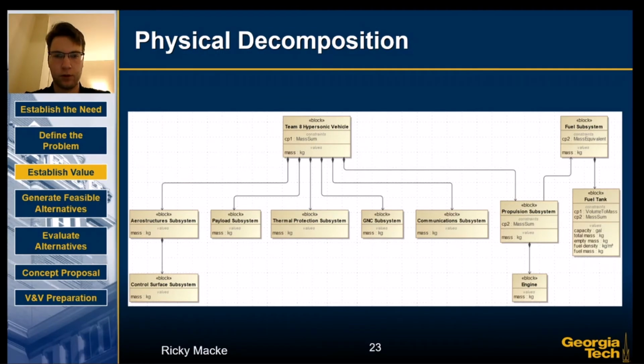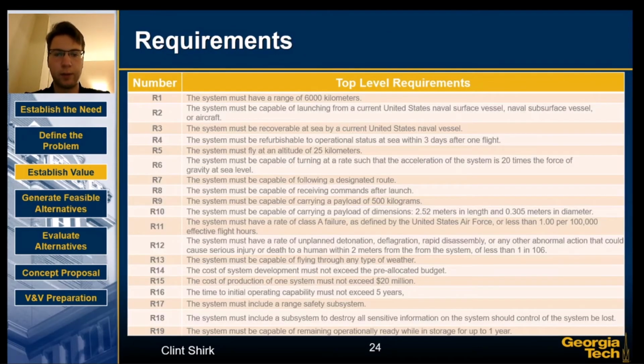All right, thank you, Ricky. So my name is Clint Shirk, and I'm going to be starting off by going through some of the top-level requirements for our system. So you'll notice in many of our system top-level requirements are focused about efficiency and performance. We're really putting a lot of thought towards gaining the most amount of data collected per dollar invested in this vehicle, and you'll see that in many of these requirements.